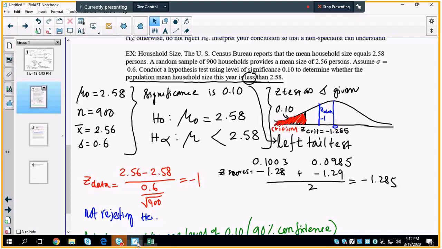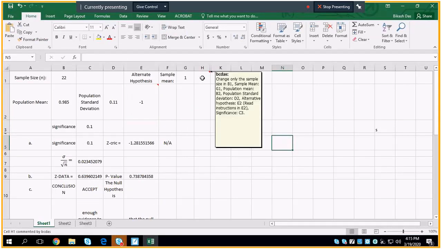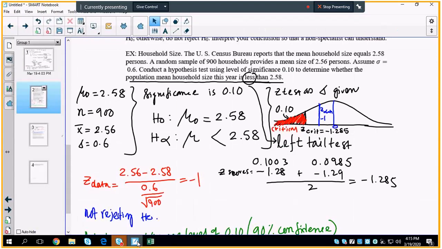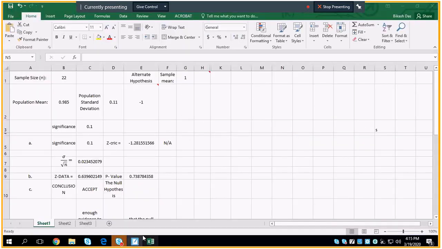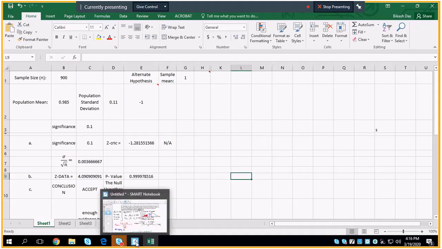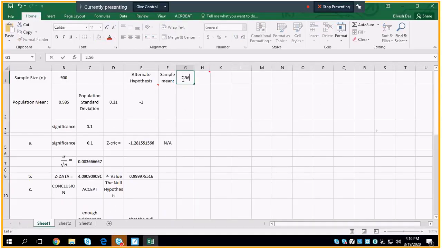So now think about our problem that we did. We were doing a left tail test on this one. So let's go ahead and fill in the information. Left tail, so I will say it's -1. Then the other information is change the sample size B1, and the sample size in this problem is 900. So I will say sample size is 900. It said sample mean should be changed. Sample mean is the new mean, the contender mean, and that is 2.56. So I will say that this is 2.56.